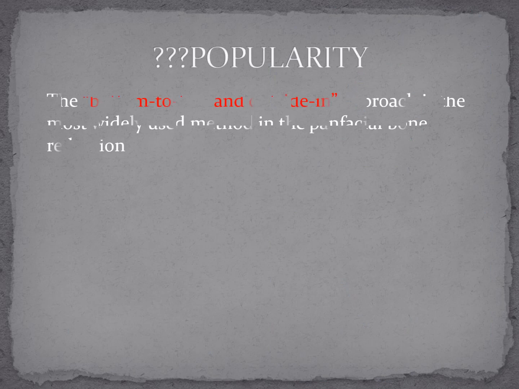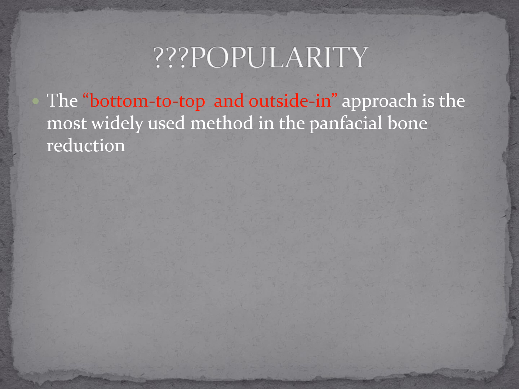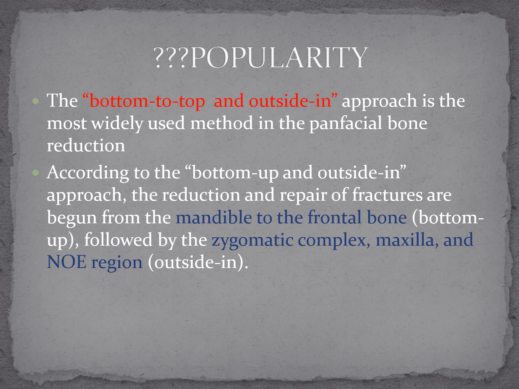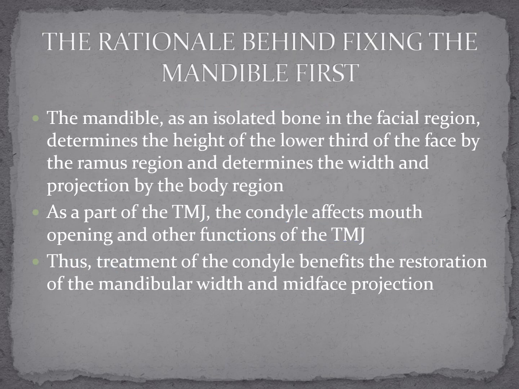Okay. So which is more popular? The bottom to top, outside in approach is the most widely used method in the treatment of panfacial bone fractures. And according to the bottom-up outside-in approach, the reduction and repair of the fractures are begun from the mandible to the frontal bone, followed by the zygomatic complex, maxilla and the naso-orbito-ethmoid region.